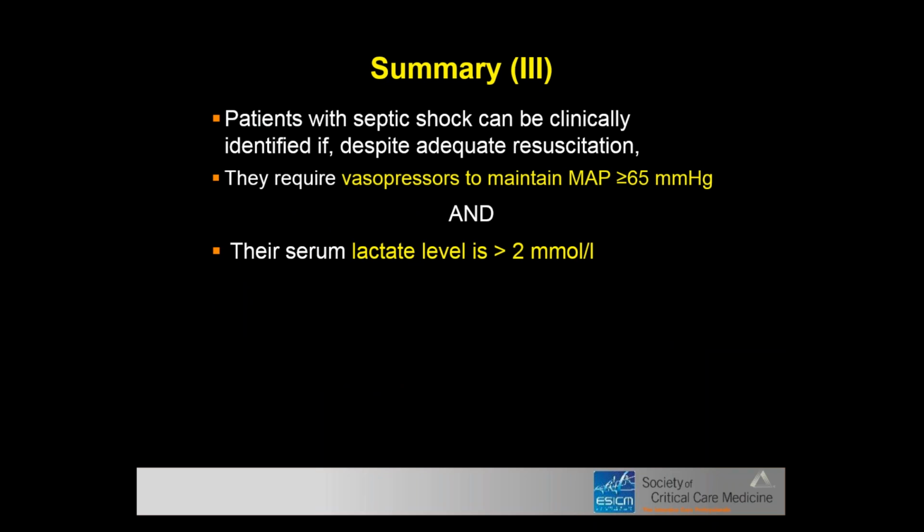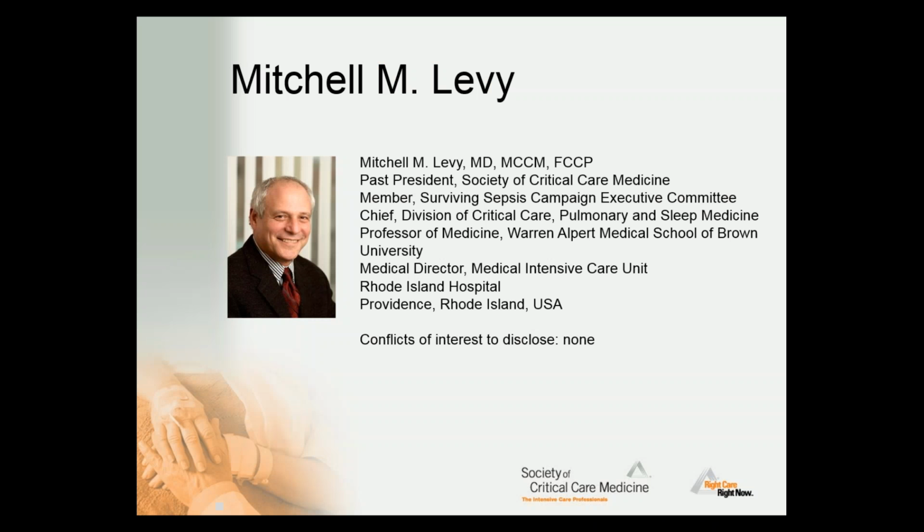And finally, patients with septic shock can be clinically identified if, despite adequate fluid resuscitation, they require vasopressors to maintain a mean arterial blood pressure equal to or greater than 65 millimeters of mercury, and they have a serum lactate level that is greater than 2 millimoles per liter.